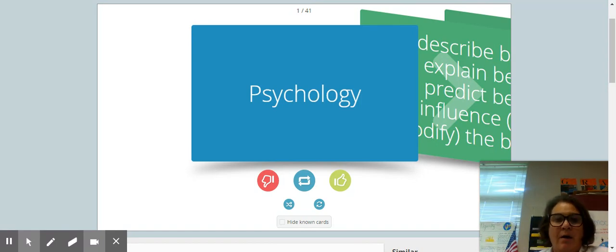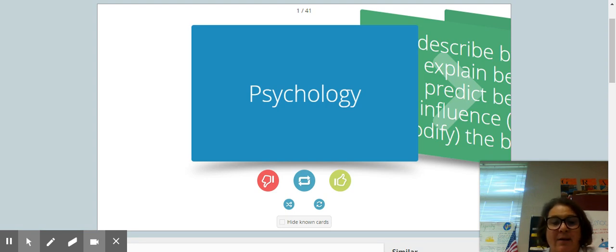Okay. I wanted to go over the vocabulary for chapter 1 with you guys. These are not the Quizlet flashcards. This is on another website. I created flashcards for the chapter. The definition terms are the same, just a different look to them, that's all.